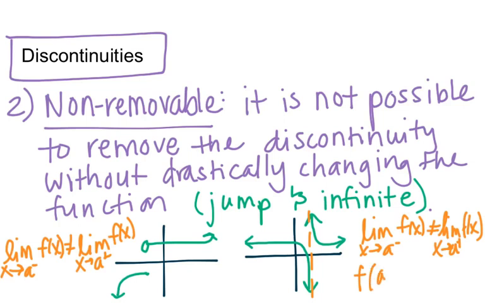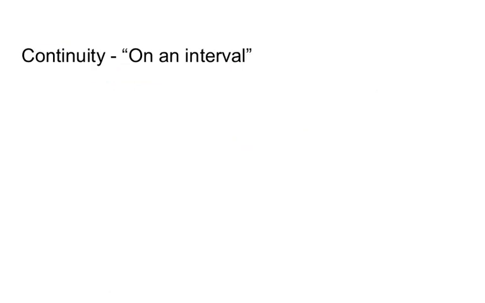And f of a is also undefined. So it's got all the problems. But it really doesn't matter. If just one part doesn't work from the definition, that's all that has to happen for it to be considered discontinuous. So one more side note on the definition of continuity.